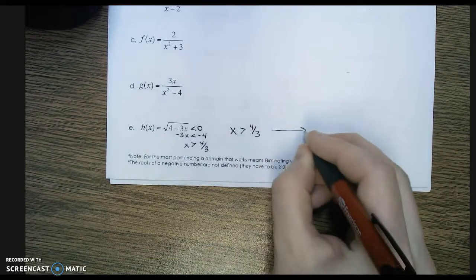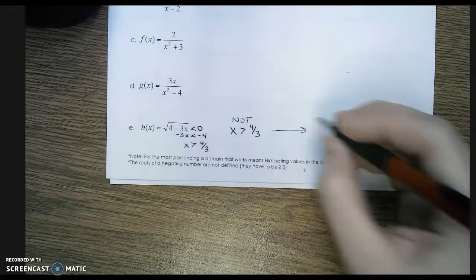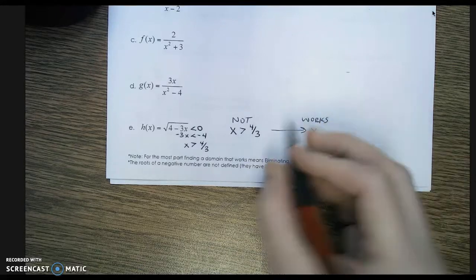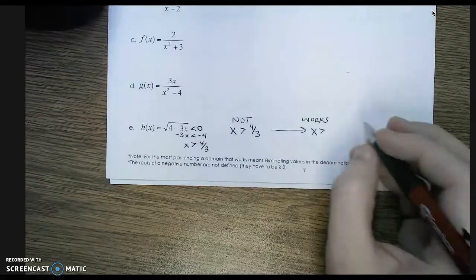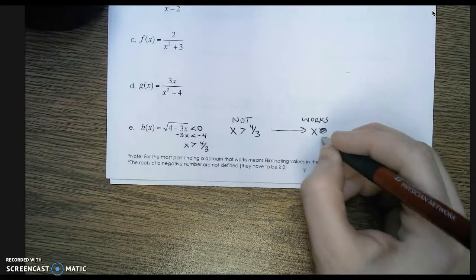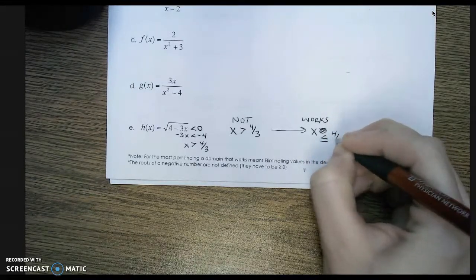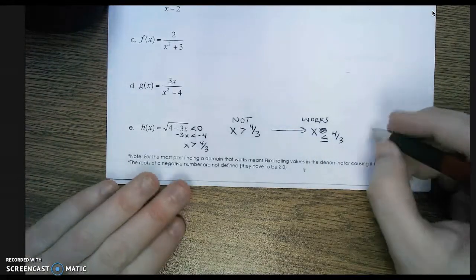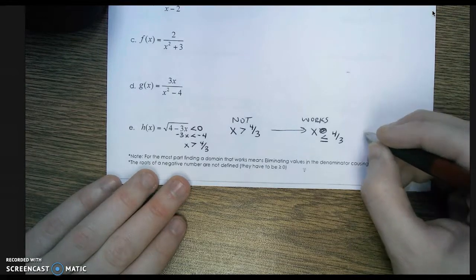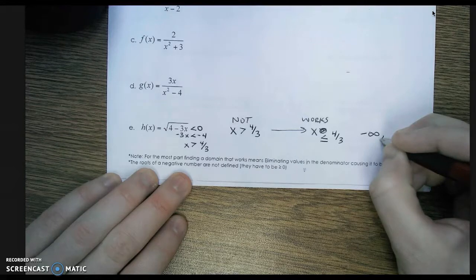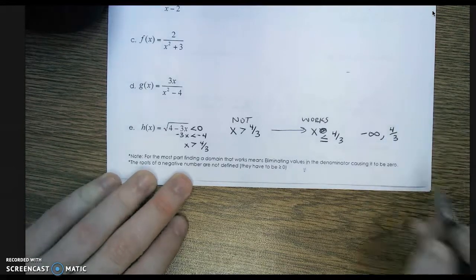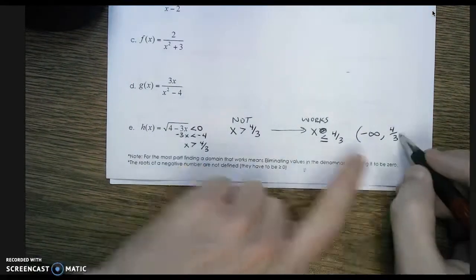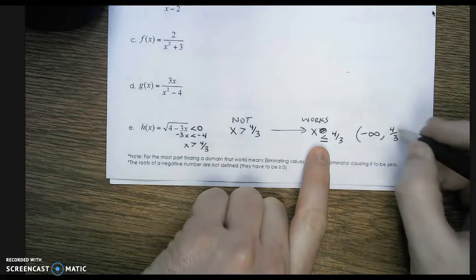So then the domain, what works, is the opposite. So x can be less than or equal to 4/3. So everything smaller than or equal to 4/3 works, which we would say negative infinity up to 4/3 works. And we always put parentheses on infinity. And since we have an equal to symbol on 4/3, we put a bracket on it.